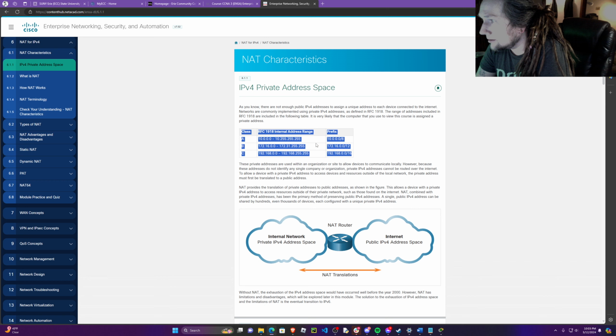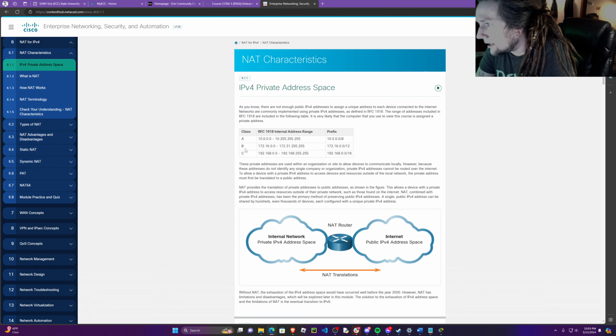We have A, which is 10.0.0.0 through 10.255.255.255, which is /8, okay? We have B, which is 172.16.0.0 through 172.31.255.255, and then we have C, which is the most common one.